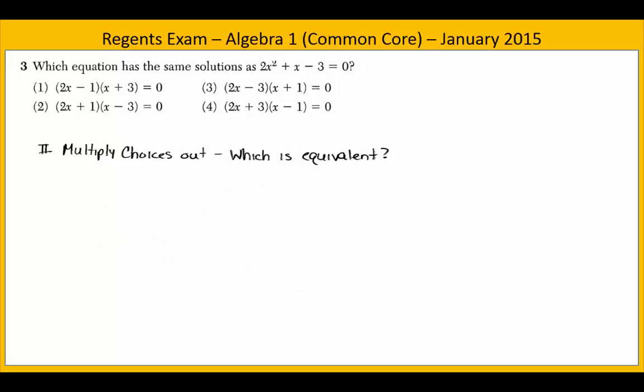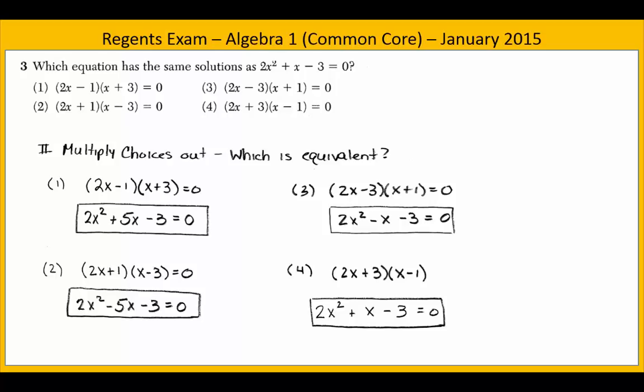Another option would be to take each of the choices and multiply them out, determine which one is the same as 2x squared plus x minus 3 equals 0. This is a bit more time-consuming, but it will also lead to the correct solution. When we multiply out the choices and look carefully, we notice that choice 4 gives us 2x squared plus x minus 3. That means that these are equivalent equations, and equivalent equations have the same solutions. So again, the answer is choice 4.